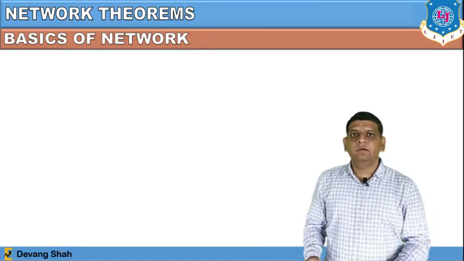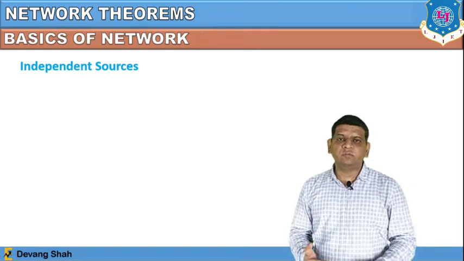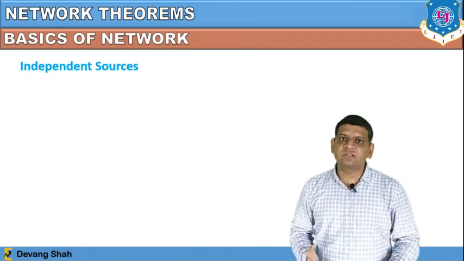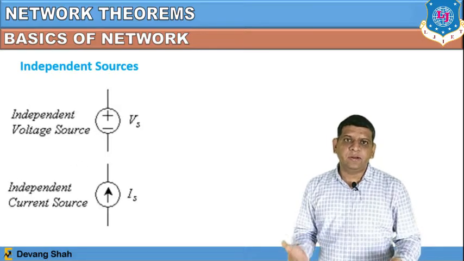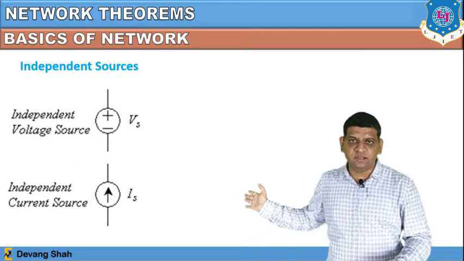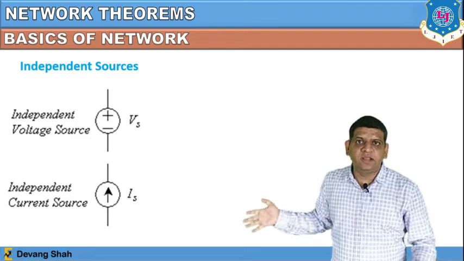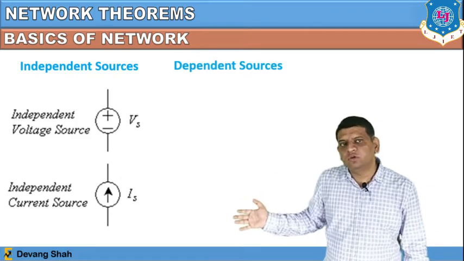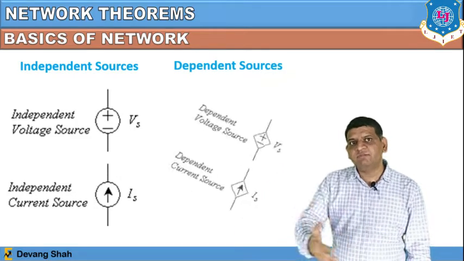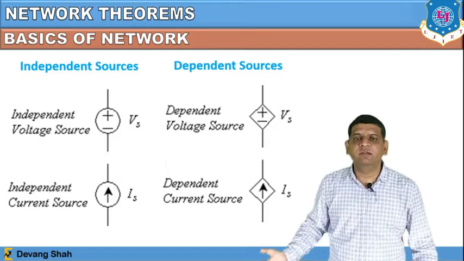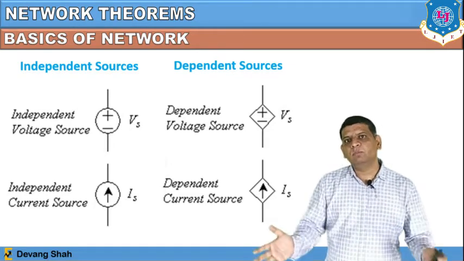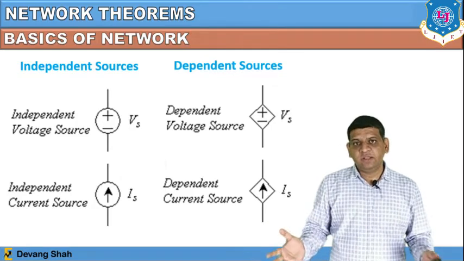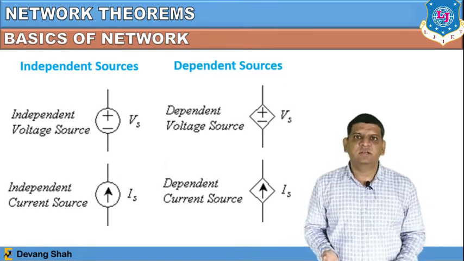Now, there are various kinds of sources. Some of the sources are independent sources, defined here by these symbols, and some sources are dependent sources, which themselves depend on some other source. These are the various components and elements that can be involved in a circuit design.